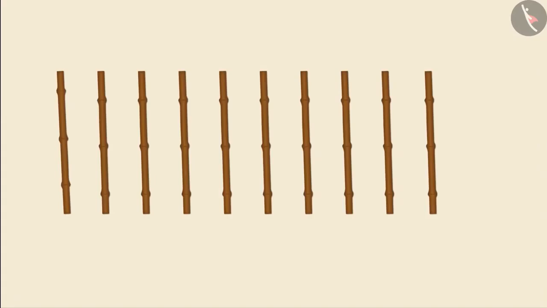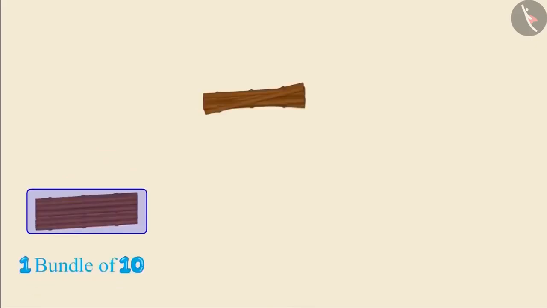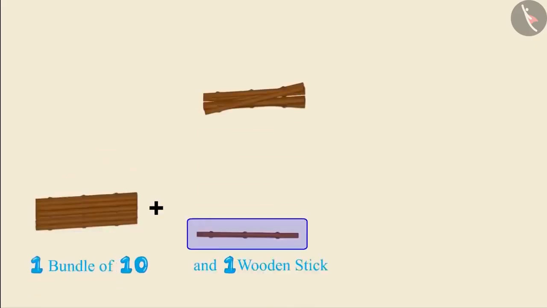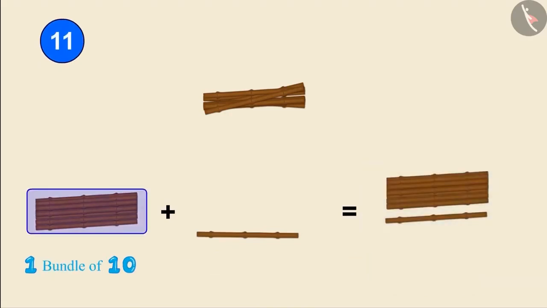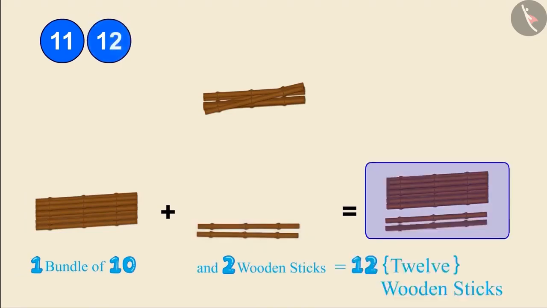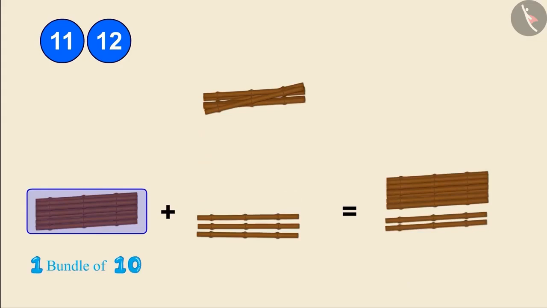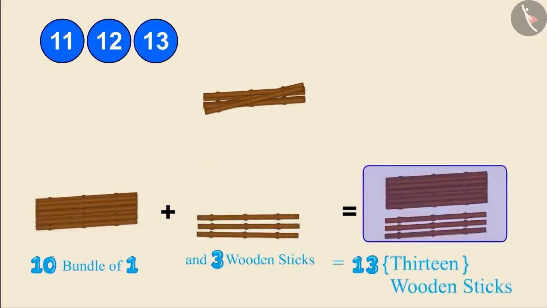These are 10 sticks. So let's make their bundle of 10 like this. One bundle of 10 and one more wooden stick make 11 wooden sticks. One bundle of 10 and two wooden sticks make 12 wooden sticks. One bundle of 10 and three wooden sticks make 13 wooden sticks.